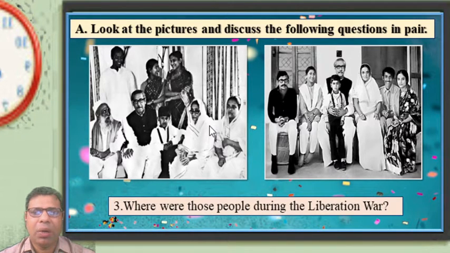Where were those people during the liberation war? Bangabandhu was taken as a captive and sent to West Pakistan in March 1971. His family members stayed in Bangladesh in different places to stay safe. And his eldest son, Sheikh Kamal, also joined the liberation war.